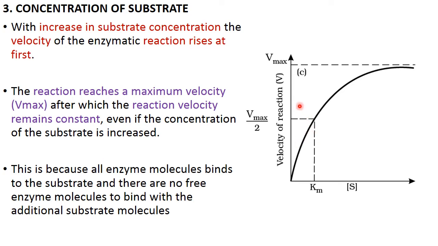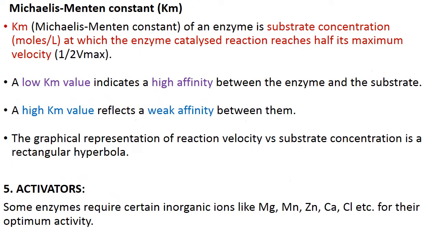लेकिन अगर high Km value होगा तो वो what will it indicate? Weak affinity between the substrate and the enzyme. क्योंकि अगर high value होगा Km का, that means half the maximum velocity पहुंचने में उसको टाइम लग रहा है. अगर टाइम लग रहा है तो affinity between the substrate and the enzyme will be weak. So that is what we are showing in the next slide.